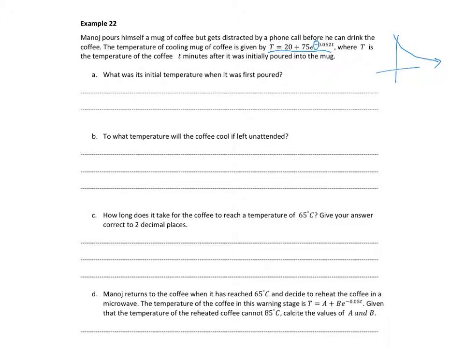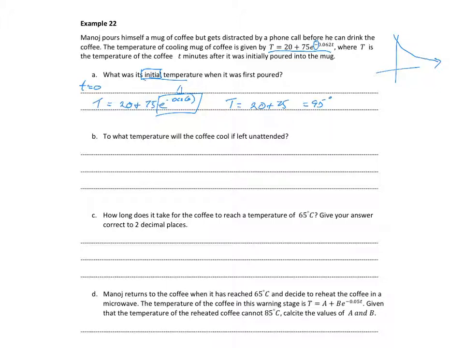Okay, so what is the initial temperature? Okay, there's the keyword initial. Initial suggests that t was equal to 0. So if I put t equal to 0, the capital T is equal to 20 plus 75e to the negative 0.062 times 0. Well, e to the 0 is simply 1. So the temperature of our coffee is 20 plus 75, which is 95.